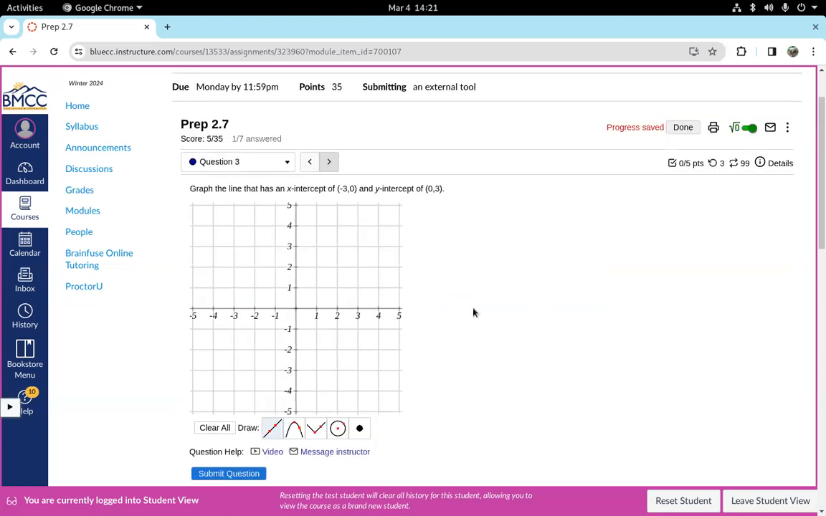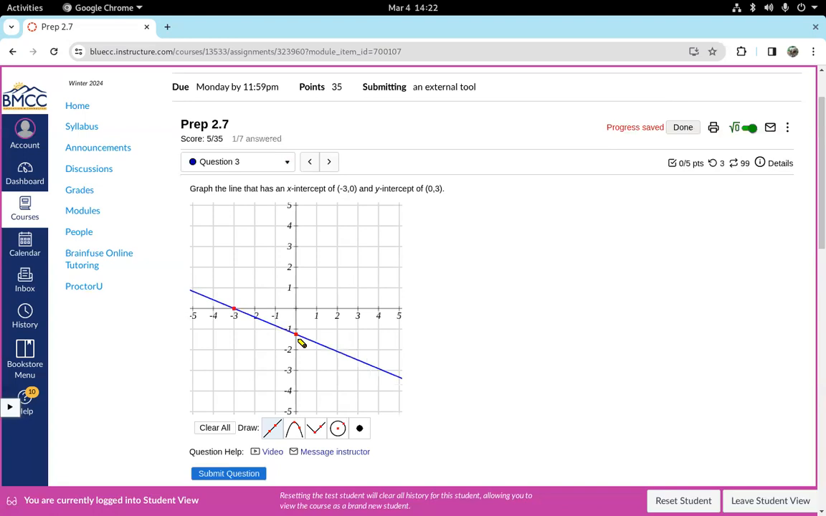In this case, I have points that are supposed to be a line. Now, the first point they're calling the x-intercept. So let's plot it and think about why we'd call it the x-intercept. So (-3, 0) means don't go up or down. So I'm just going to go right there. And next I want (0, 3).